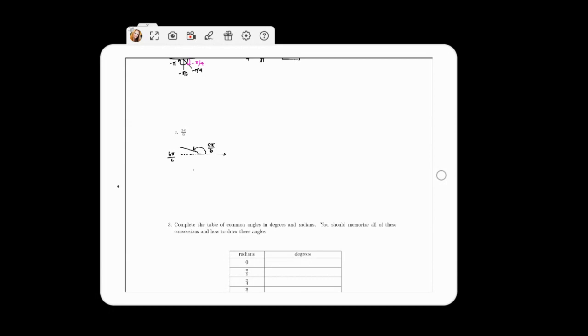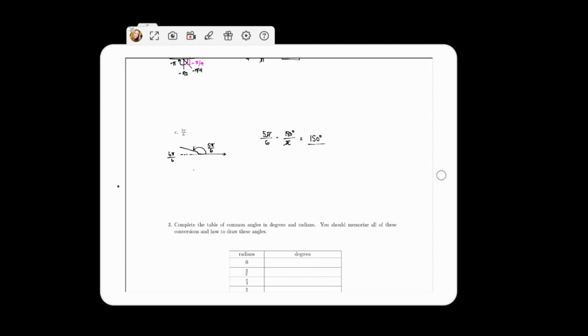And then we can convert it to degrees as well. So 5 pi over 6 times 180 over pi. So this is radians over radians. Pi's cancel. And then we get 5 times 180 over 6, which is equal to 150 degrees. This matches with our picture because it looks like 180 minus 30. In fact, that is exactly what it is.